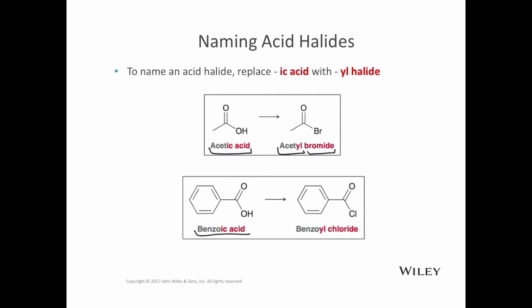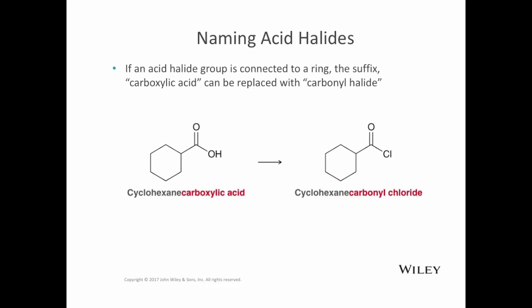Similarly, if we had benzoic acid as the parent carboxylic acid and we swap out the OH group for the chlorine, we take that IC at the end of benzoic and we replace it with a YL, and we replace the word acid with chloride, and this becomes benzoyl chloride. If you have an acid chloride connected to a ring like cyclohexane, with the parent acid this would have been called cyclohexane carboxylic acid. For the acid halide derivative, that becomes cyclohexane carbonyl chloride.